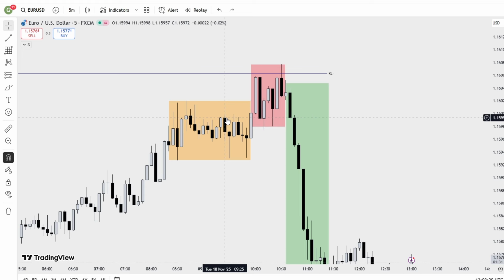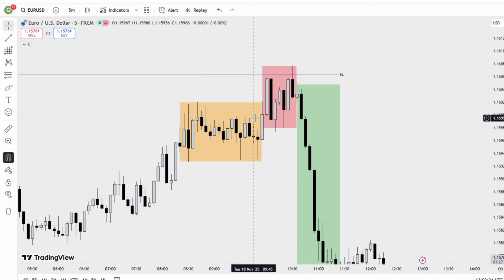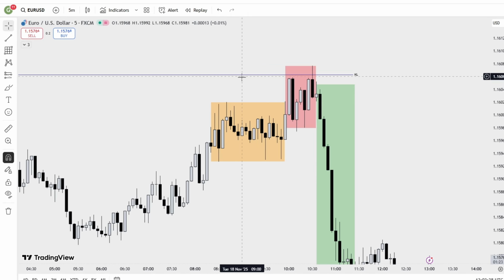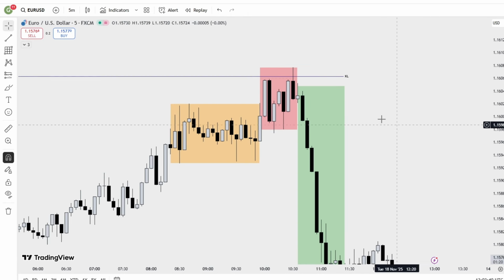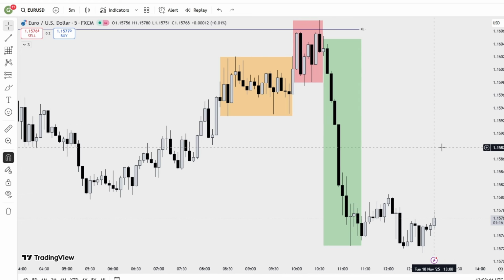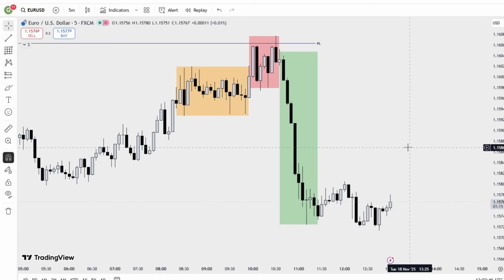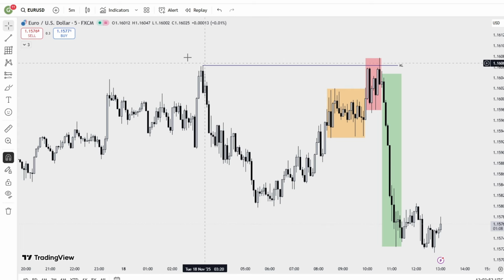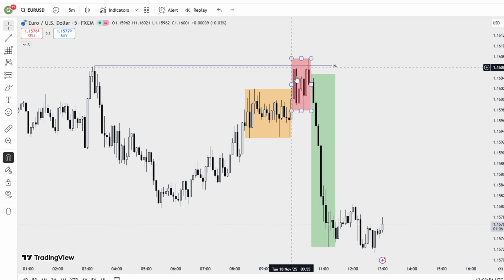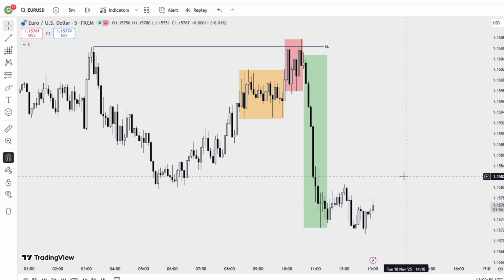So you see, you have an accumulation near a key level. When you have the accumulation near a key level, you most likely have the manipulation, and after the manipulation, you have the distribution, okay? But okay, you get it. It's easy as that. The price accumulates near a key level, manipulates, and then distributes.